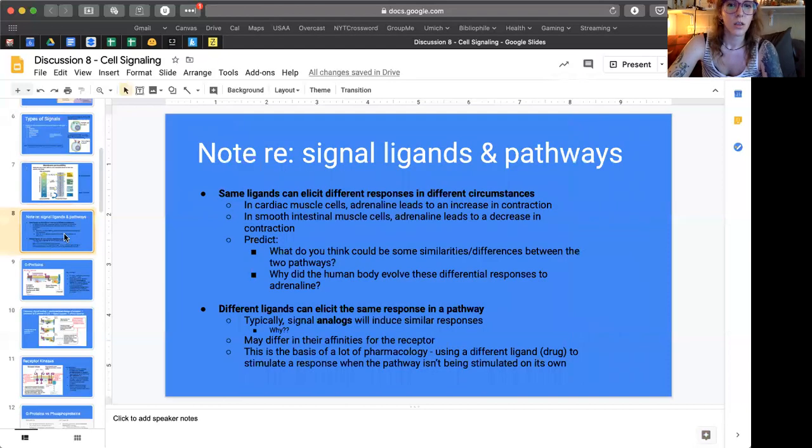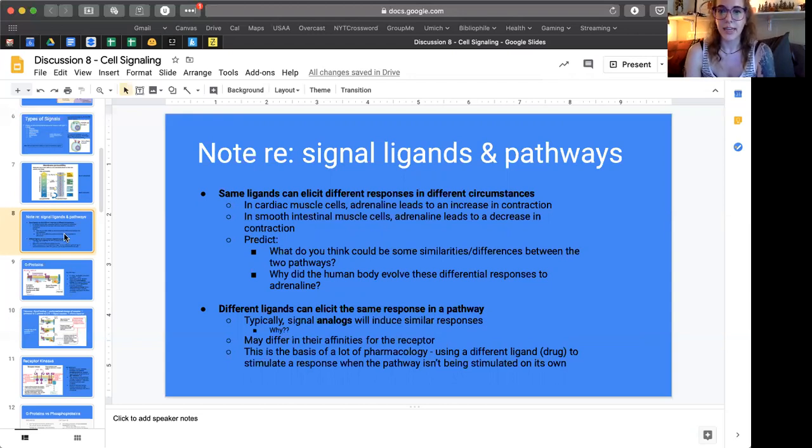Okay, also just an additional note. The same ligands can elicit different responses. A good example of this is adrenaline. We can think about its effect in cardiac cells versus intestinal cells. In cardiac muscle cells, adrenaline is going to cause an increase in contraction, whereas in the intestine, adrenaline is going to lead to a decrease in contraction.